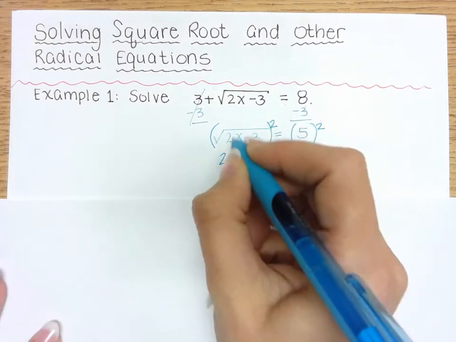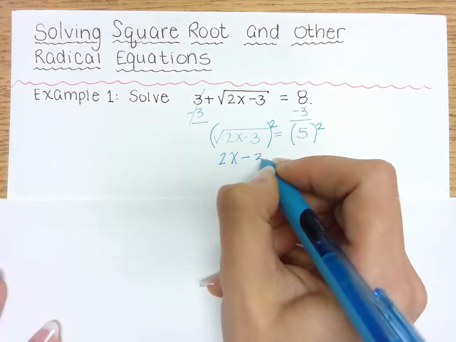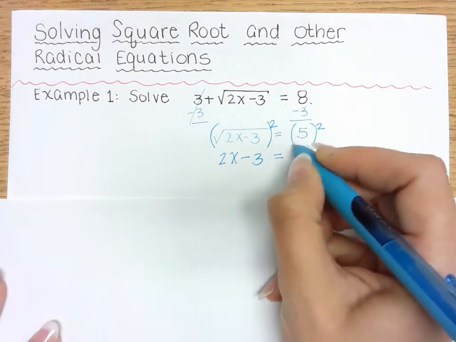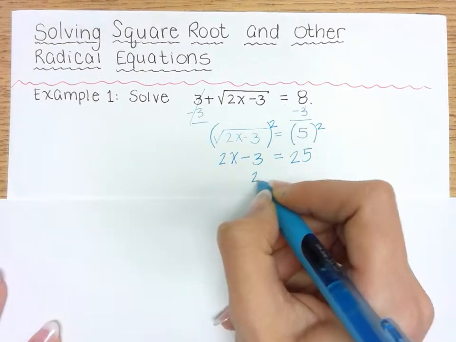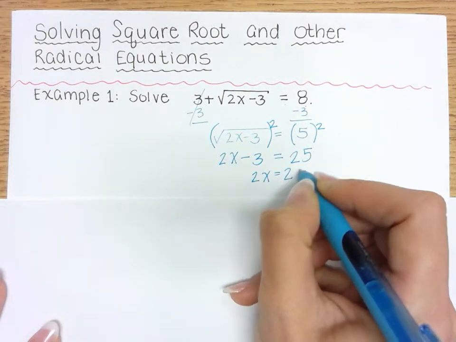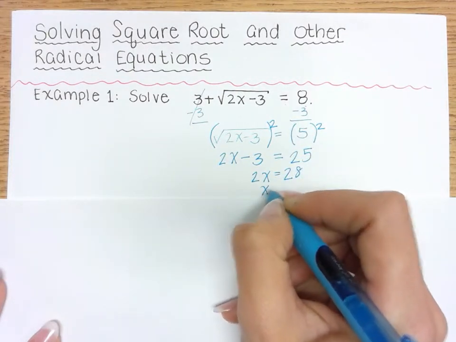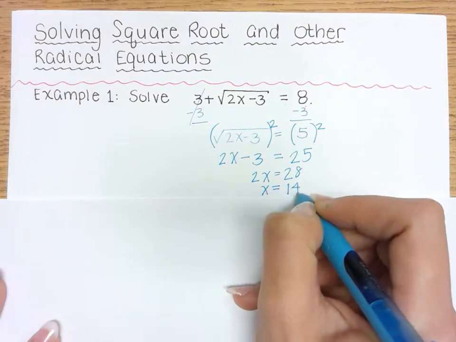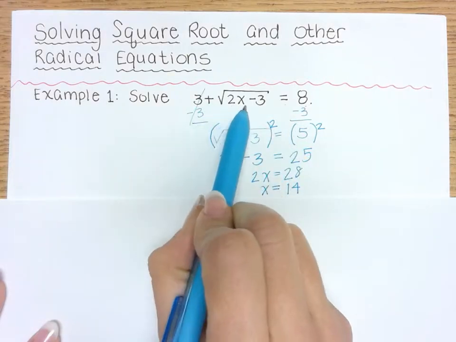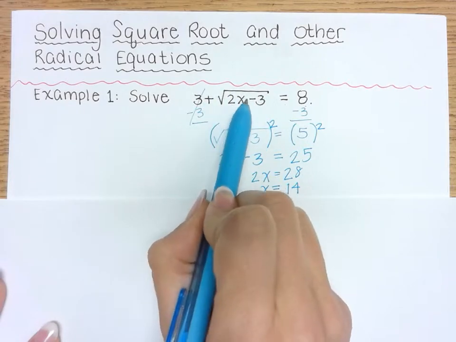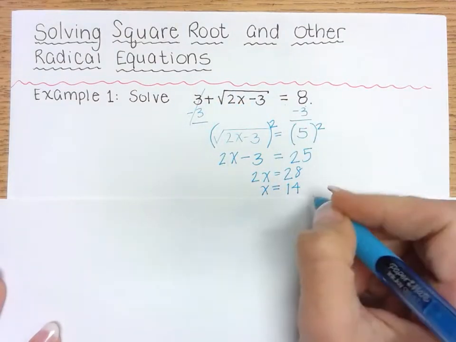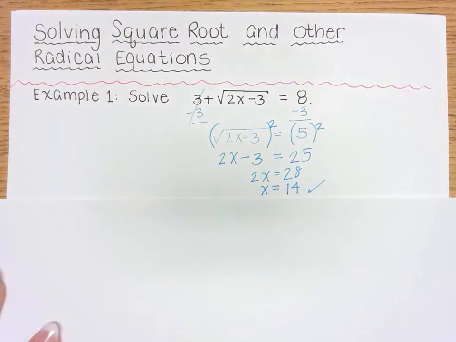The square root and the square, that leaves us with just 2x minus 3 right here. And then 5 squared is 25. Add 3, we have 2x equals 28. Divide by 2, x is equal to 14. If you want to go back and check, 2 times 14, 28 minus 3, 25. Square root of 25 is 5. 5 plus 3 is 8. Definitely works. Good. We're on to the next example.